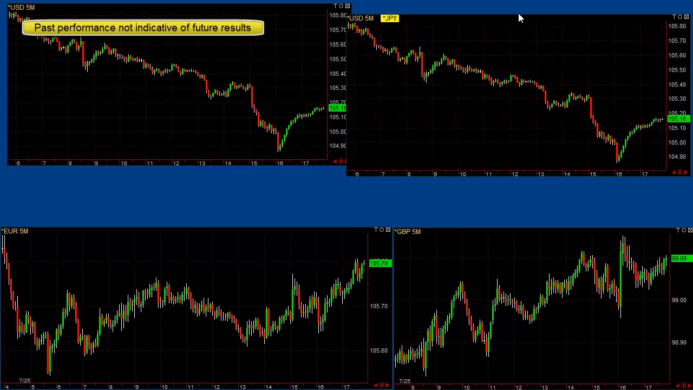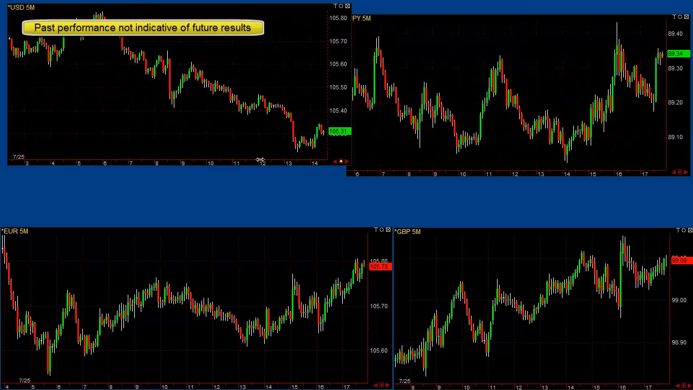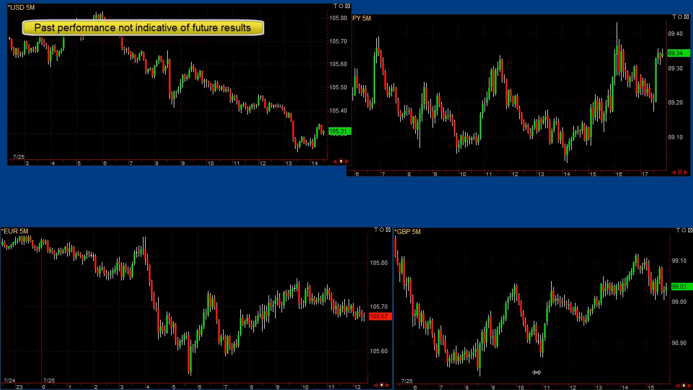And basically, in a nutshell, how you want to do this is you want to see which currencies are going up, which ones are going down, and basically buy the strong ones versus the weak and sell the weak versus the strong. It's that simple.